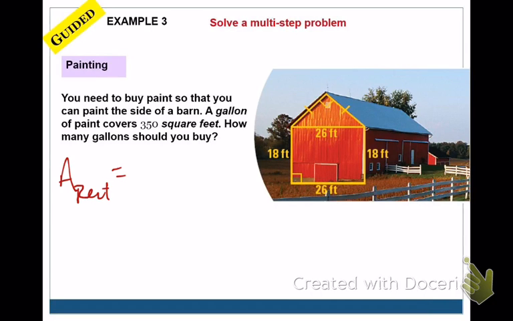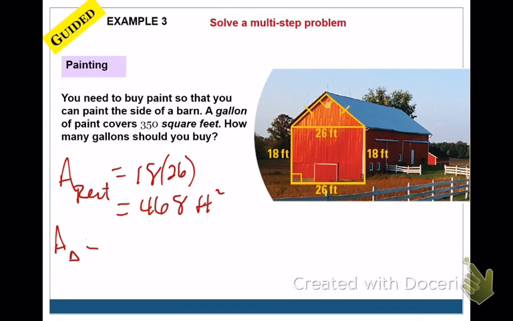Which is just going to be 18 times 26. Okay, which is some quick calculating here, 468 square feet. Now we need the area of that triangle.